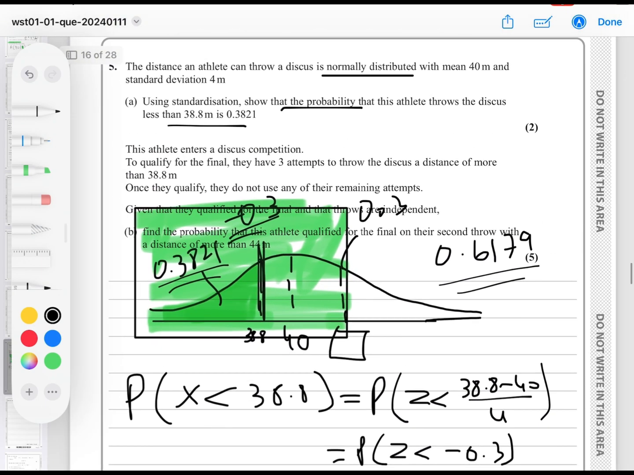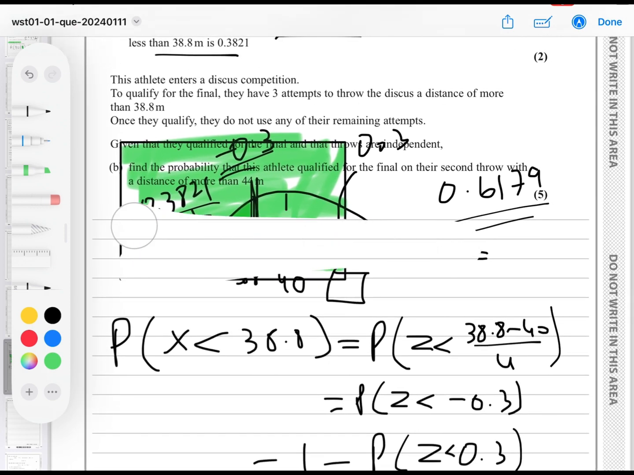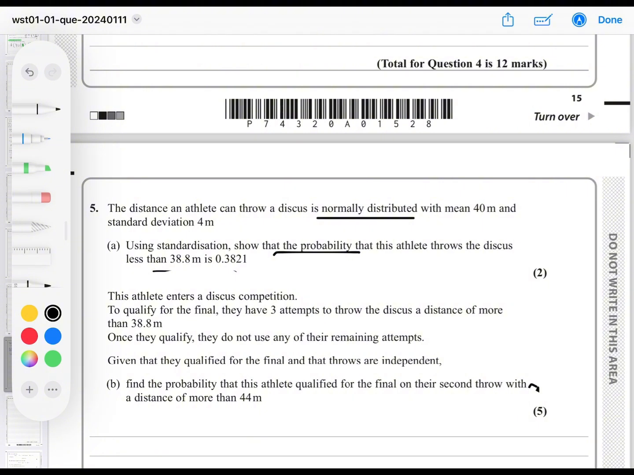Now moving to the next part. In the second part they are saying that this athlete enters the discus competition. To qualify for the final, they have 3 attempts to throw the discus a distance of more than 38.8 meters. Once they qualify, they do not use any of their remaining attempts, given that they qualify for the final and their throws are independent.